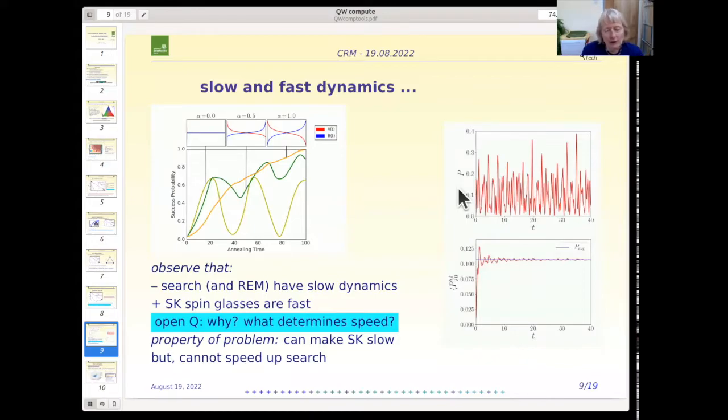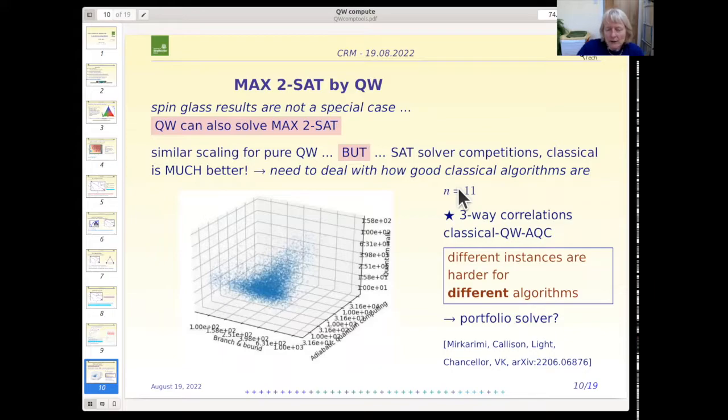So there's an important open question. There are different problem types. How are they related? It's related both to the problem itself and to the graph that the walk is taking place on. What are the conditions? What determines this? What answers the question as to why this works for spin glasses but not for search? And what other problems could it work for? What are the characteristics?